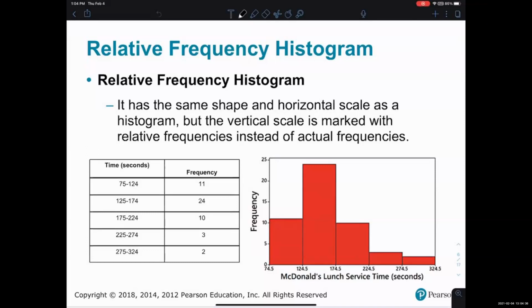Wait, can you explain how to find the percent of the frequency? Absolutely. So the percent in this range would be how many out of the total were in that range. You make the fraction by dividing how many were in that range by the total of all the frequencies. So if I add all these up, I get 50. And so that would make this 11 out of 50, or 11/50ths.